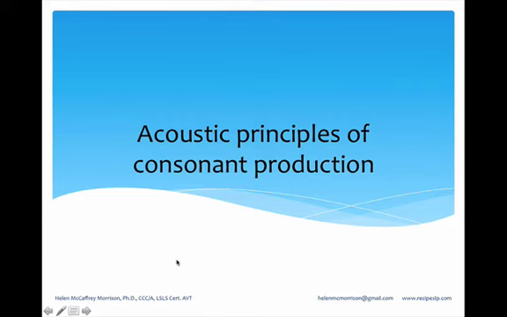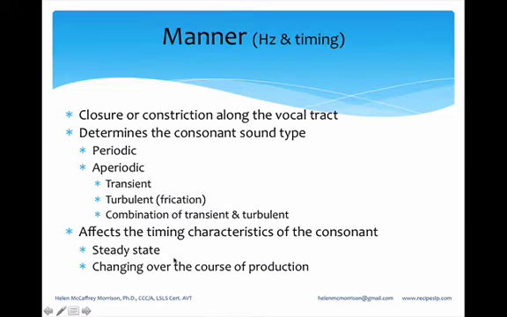So let's just talk about some general principles of consonant production. Manner of production is created either by a complete closure of the vocal tract, created by a closure of the lips or the tongue, the tongue to the roof of the mouth, the tongue to the teeth, the lips to the teeth, the lips to the lips together. And so one type of manner of production will be this complete closure and release of airflow and sound.